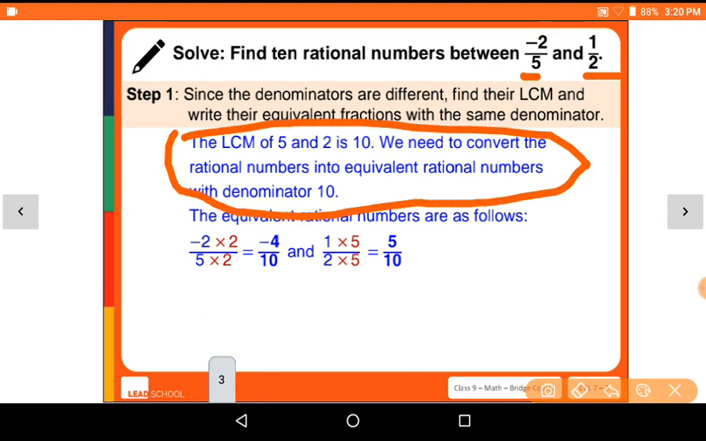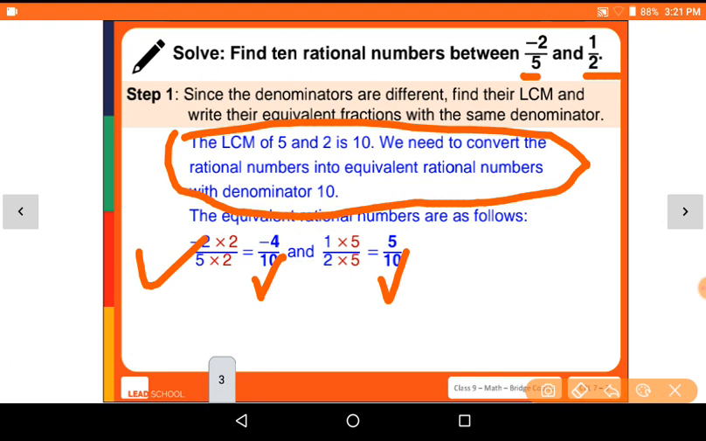So we put minus 2 by 5. Both the numbers we have to multiply with 2. So minus 2 by 5 into 2 and 5 into 2, so we got minus 4 by 10. Similarly, 1 by 2, we multiply by 5, so we got here 10. So in both places we find the same denominator, that is 10.